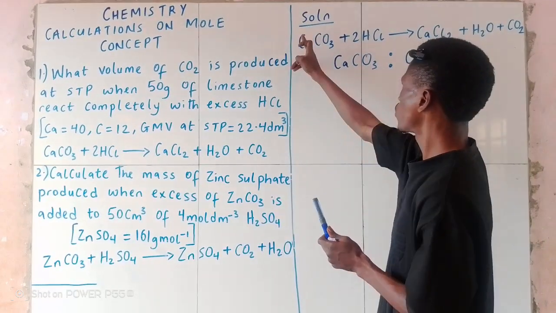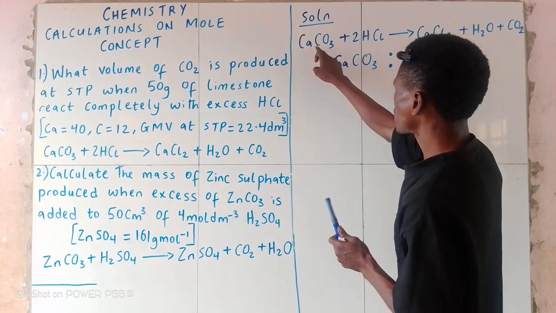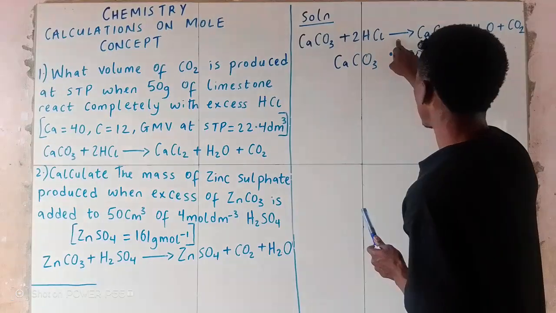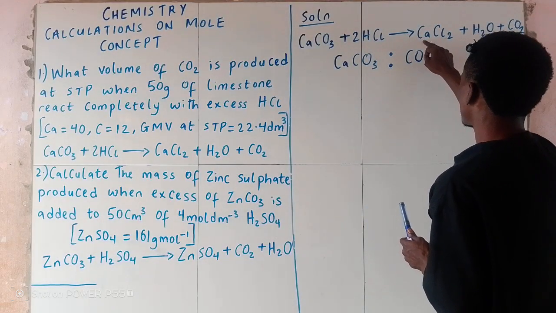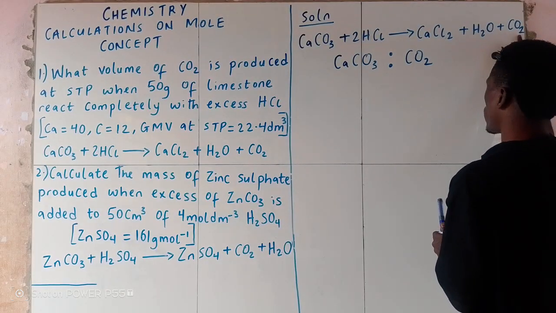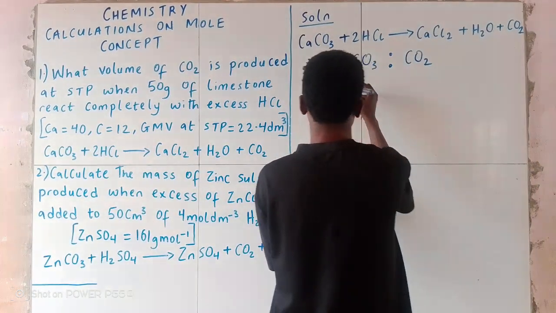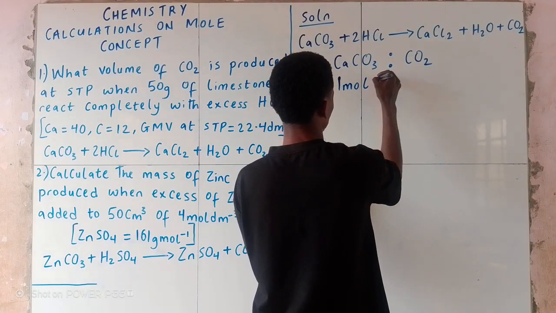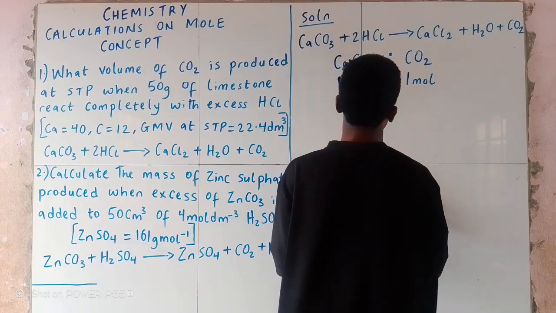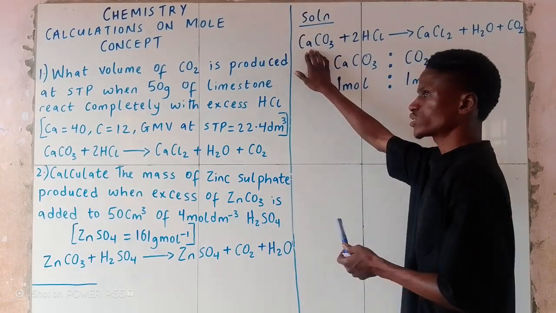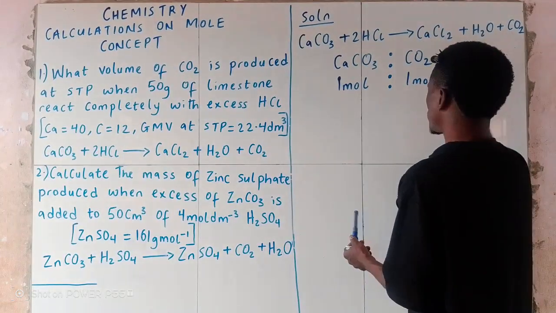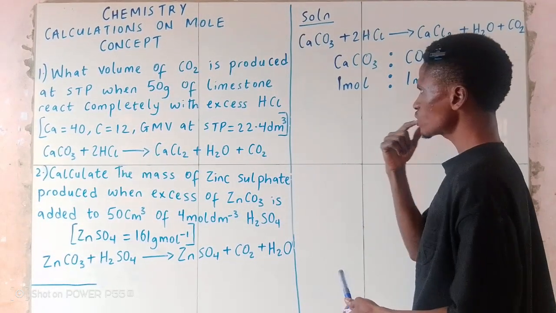As we can see, 1 mole of calcium carbonate reacted with 2 moles of hydrochloric acid to produce 1 mole of calcium chloride, 1 mole of water, and 1 mole of carbon dioxide. So we have 1 mole here, and 1 mole here. It means 1 mole of this is used in the reaction, 1 mole of this is produced. Let's continue.